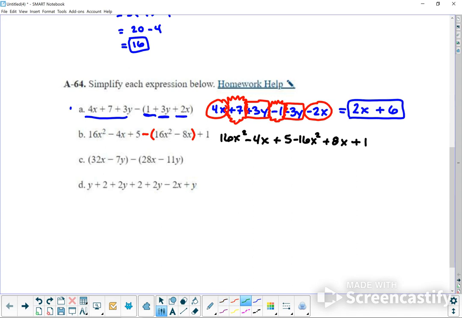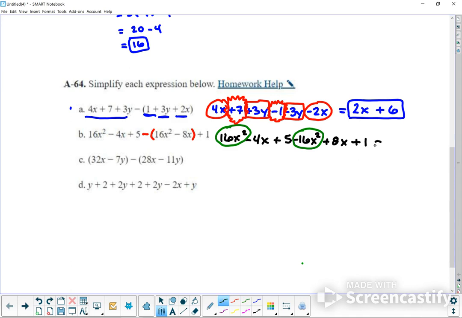All right, I'm going to use green. I'm going to go ahead and just combine like terms. So I'm going to circle, and it doesn't matter the order you do it, but I like to start with the biggest exponent. So we have 16x squared and negative 16x squared. Those are 0 pairs, which means that they will cancel each other out. So that's actually gone.